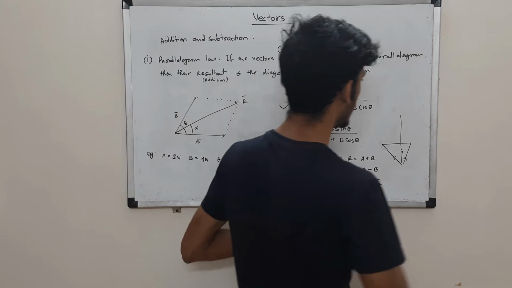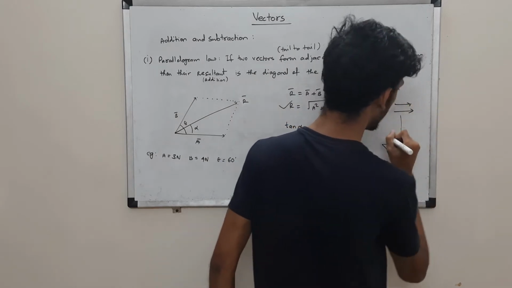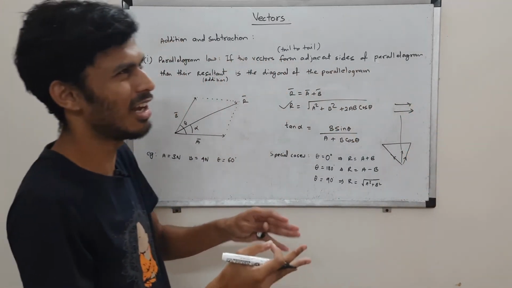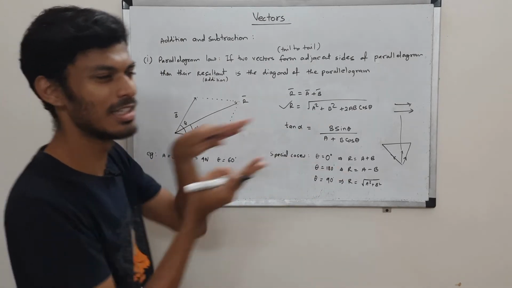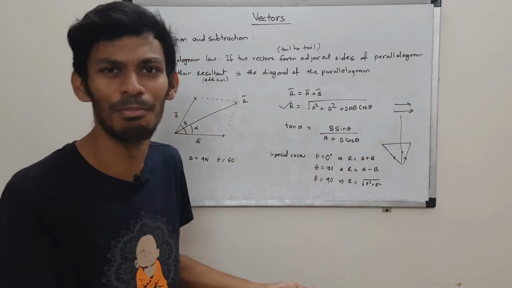Or you can just imagine that when theta is 0, A and B are in the same direction, so they are like scalars. Because the direction is the same, you can just add them, right?